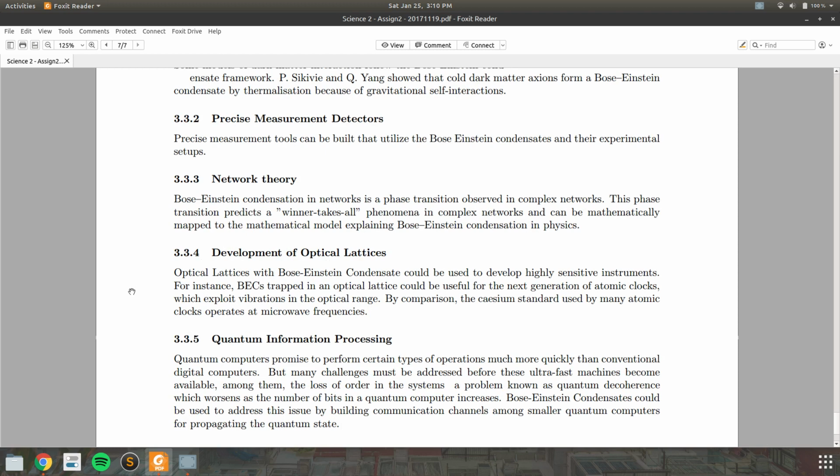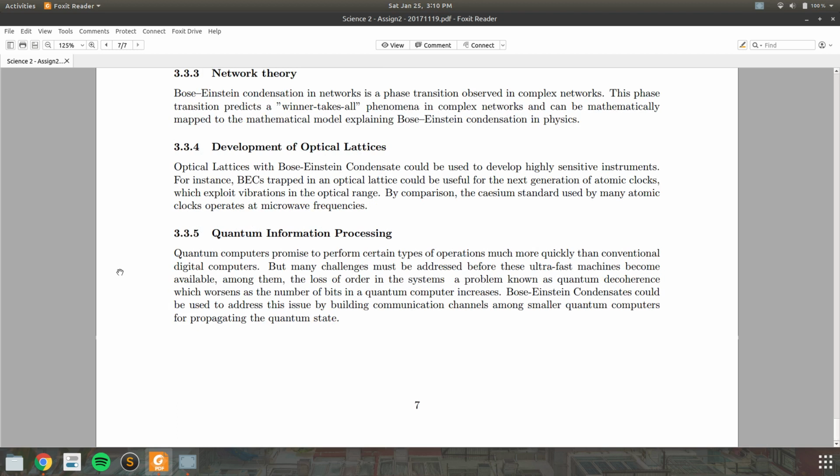Optical lattices with Bose-Einstein condensates could be used to develop highly sensitive instruments. For example, Bose-Einstein condensates trapped in an optical lattice could be useful for the next generation of atomic clocks, which exploit vibrations in the optical range. By comparison, the cesium standard used by many atomic clocks operates at microwave frequencies.